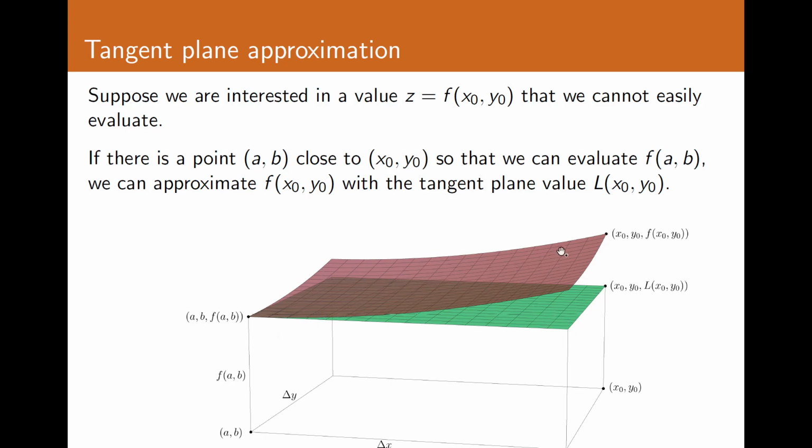In this case, the red surface is z equals f of x, y. The green is the tangent plane at the point (a, b), which is something we would pick where we could actually evaluate f. Then over here at x0, y0, I might not know how to figure out what f of x0, y0 is, but I can say it's approximately equal to L of x0, y0. The smaller delta y and delta x are, the better the approximation will be, just like with the tangent line case. If you had a smaller delta x, you had a better approximation.